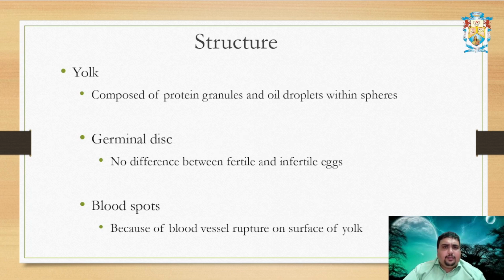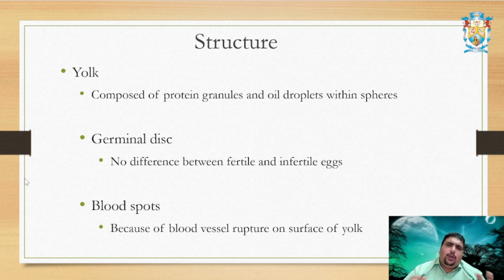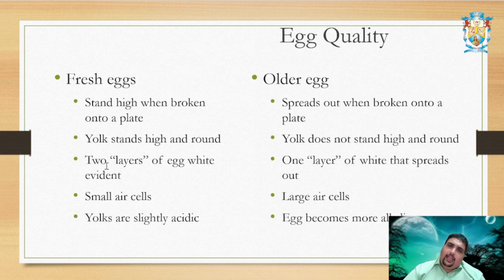So here we spoke about the different parts, the structure of an egg. Now we will go to the quality of an egg. Now let's see the different qualities. First one is fresh egg, second one is older eggs. First, let's see what is the quality of a fresh egg.